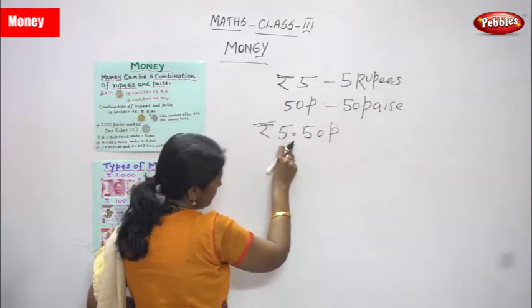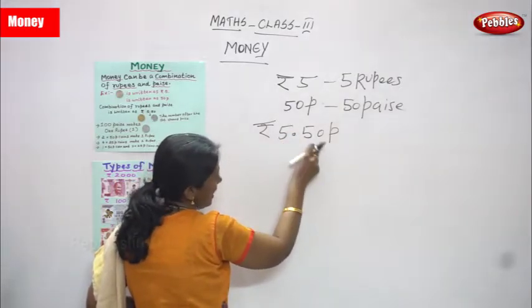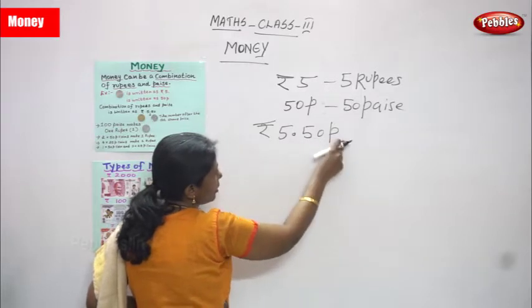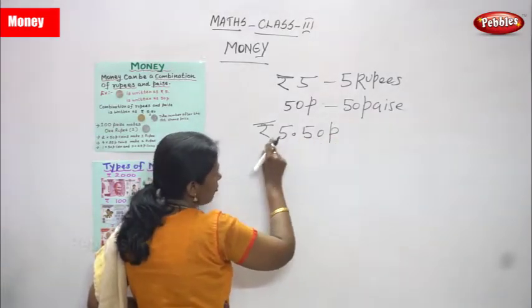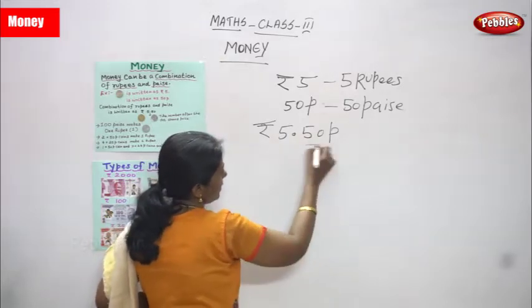This dot segregates the rupees and paise. After the point we have to write the paise, 50. So 5 rupees 50 paise. This is the right answer.